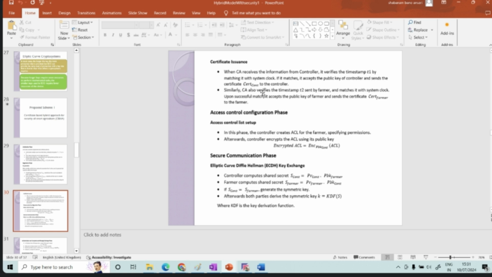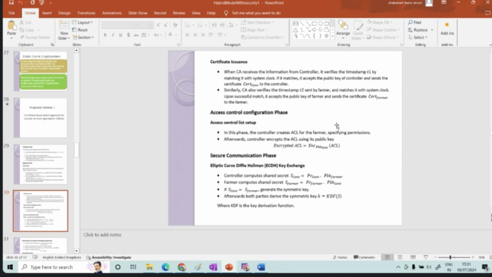So similarly, the CA also verifies the timestamp T2 sent by the farmer and matches it with the system clock. System clock, I mean at what time it is received at the controller. So the time recorded in the system clock, it will match that time with the timestamp mentioned on the data request sent from the farmer. Upon successful match, it accepts the public key of the farmer and sends the certificate cert farmer to the farmer.